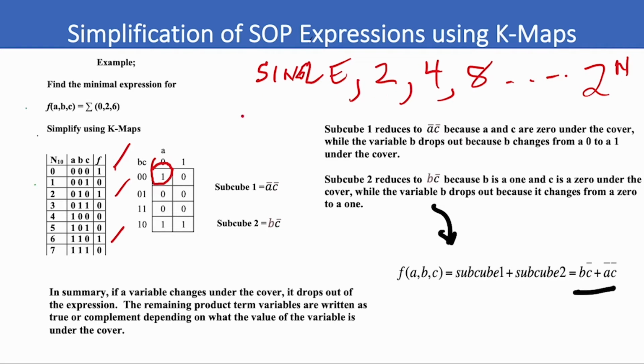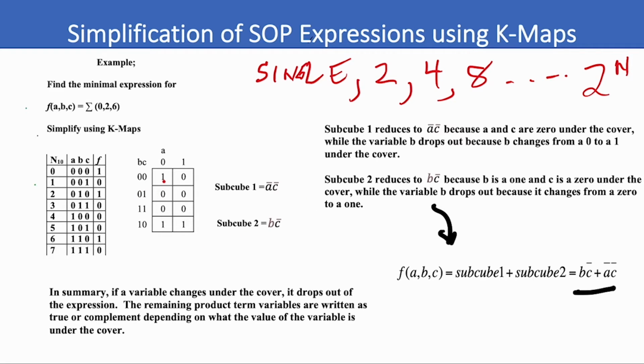So you can cover the ones with either a single 1, 2 ones at once, 4 ones at once, or 8 ones at once. And what we'll show is the more you cover, the more minimal the solution will be. Okay, so let's go ahead and run this example right here.